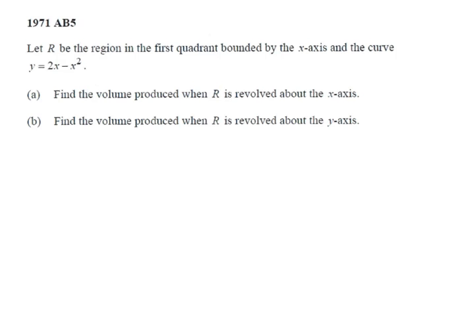Now if you have a calculator problem, then I would definitely graph it on your calculator, and I'll show you some of that in a minute. Well, this function factors as x times 2 minus x, so we have zeros at 0 and 2. And the vertex is at 1, comma 1.